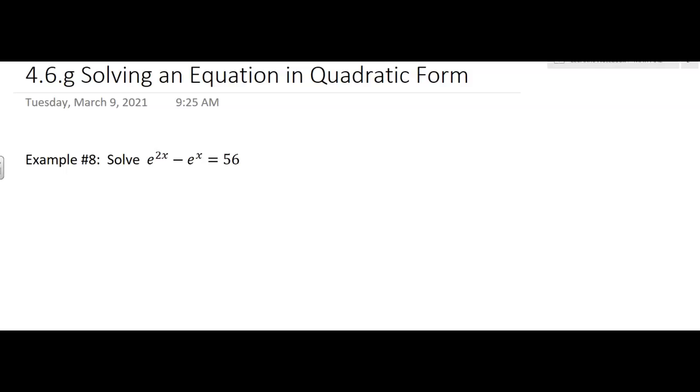Okay, so this is an exciting equation. You see that you have e to the 2x and then e to the x and then a 56, right? Well, this is in the form of a quadratic equation.